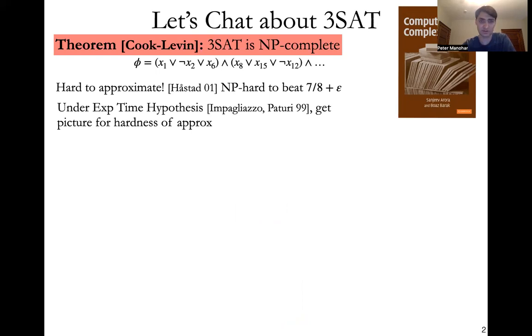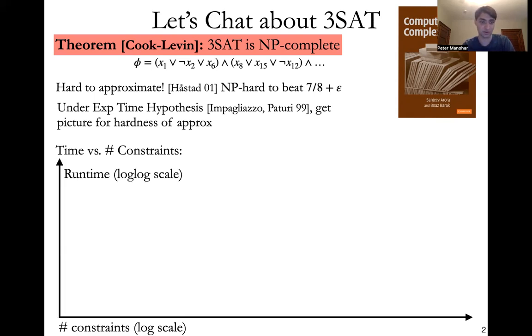If we're willing to assume the exponential time hypothesis, that is that 3-SAT requires exponential time, then we get a more interesting picture for hardness of approximation. That is, we'll get a trade-off between the time required to get a good approximate solution and the number of constraints in the instance. So I can draw this on this graph, where on the x-axis, I have the number of constraints, and on the y-axis, I have the runtime of the algorithm.